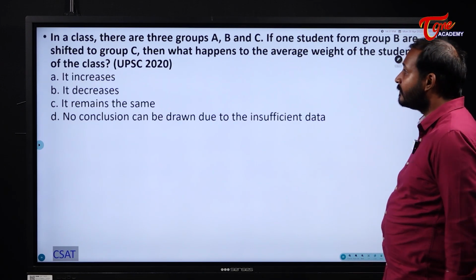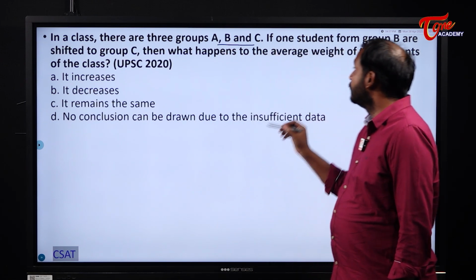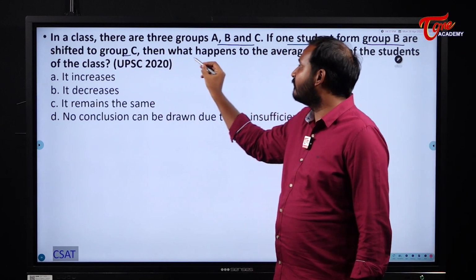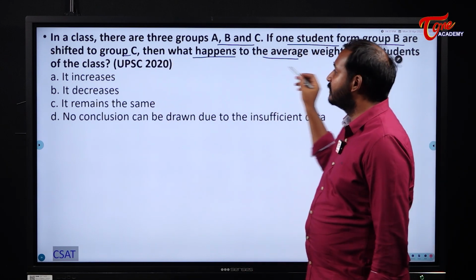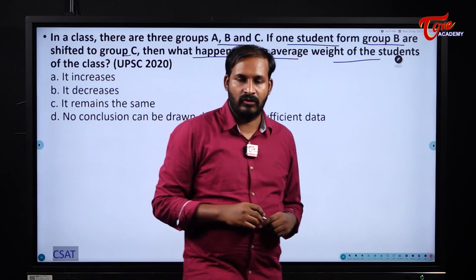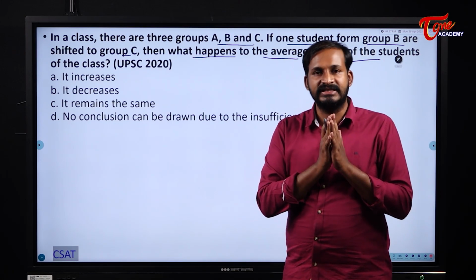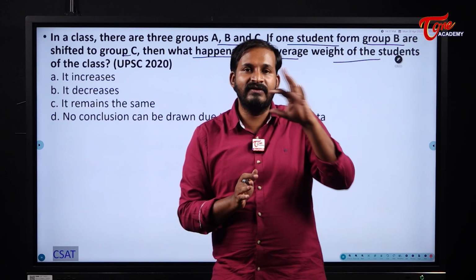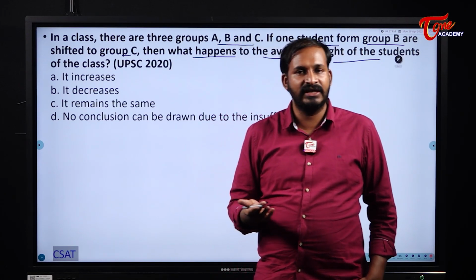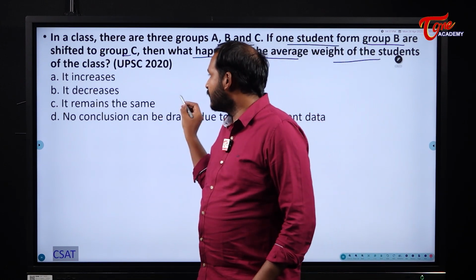Next one. In a class there are three groups A, B and C. If one student from group B is shifted to group C, then what happens to the average weight of the students of the class? Now see here, students, has he moved away from the class? No. He just moved from one section to the other section. That means the total number of persons is unchanged, right? If only shuffling happens, will there be any change in the average? No. There will be no change in the average. It remains the same.